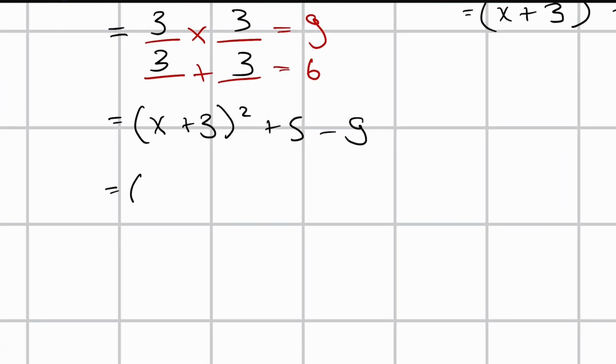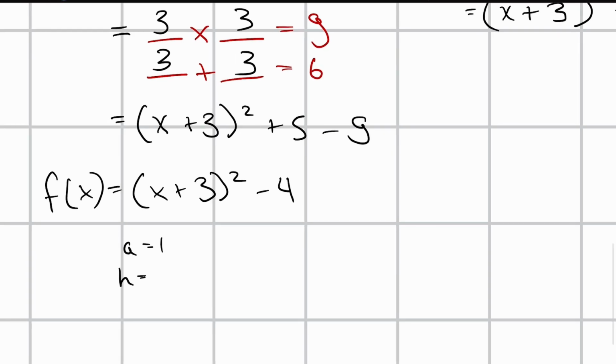So in this case here, we have x plus 3 squared. So 5 minus 9 would equal minus 4. And now we have our vertex form. So f of x would equal this. Now, what is our h and k? And also, what is our a, right? Our a in this case would equal 1.